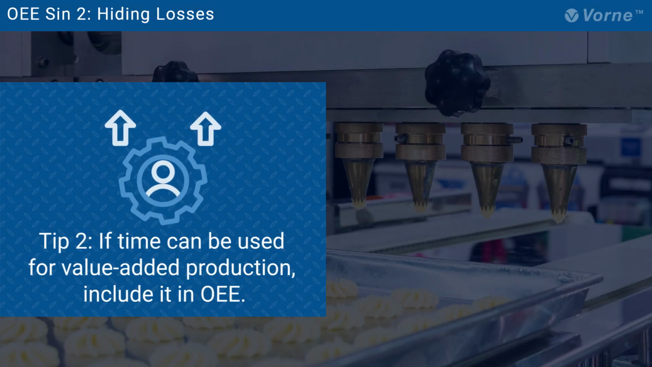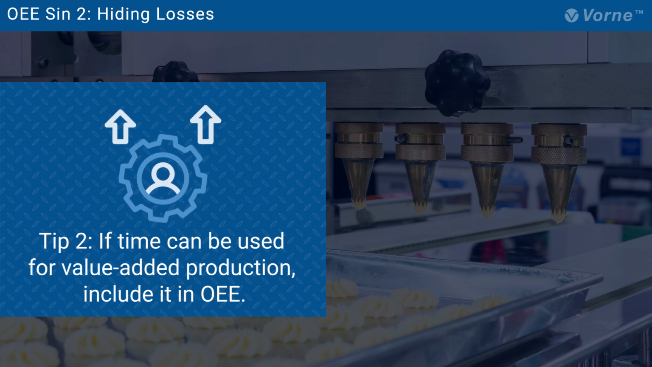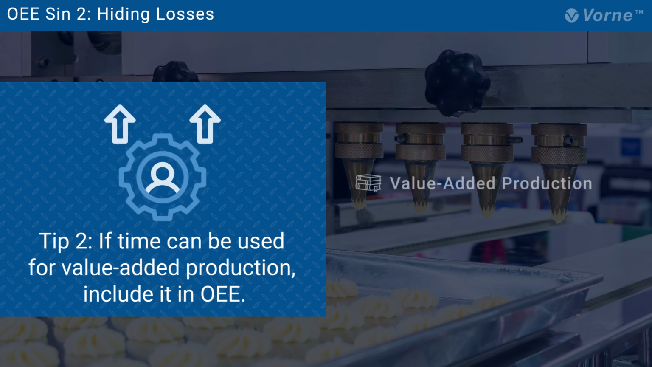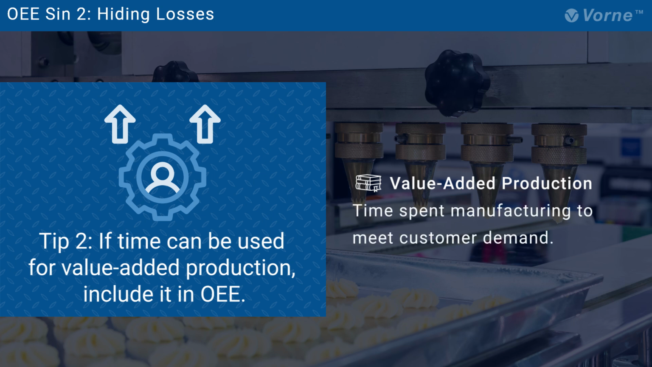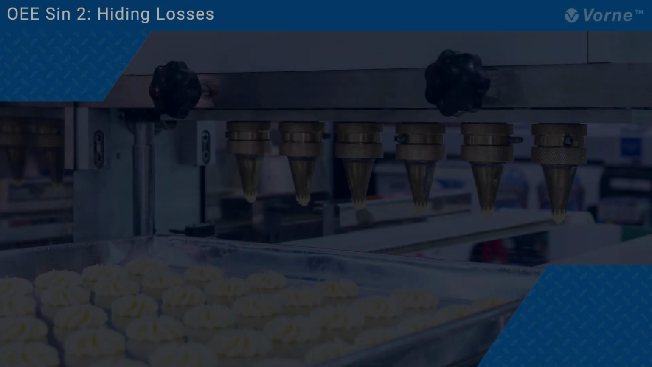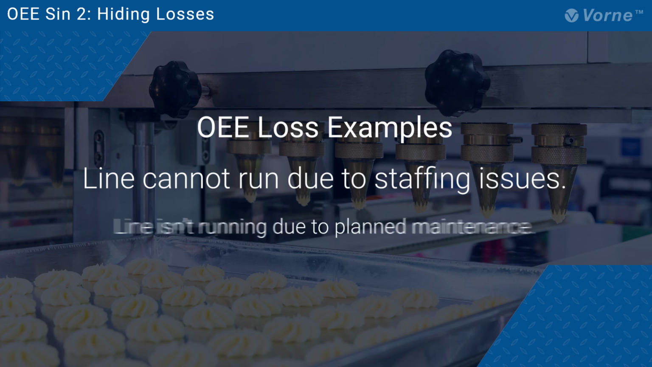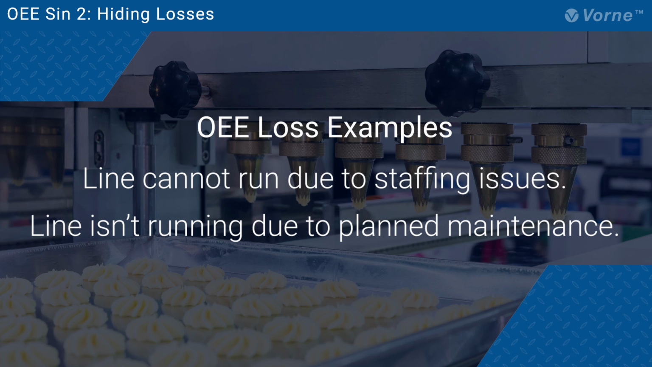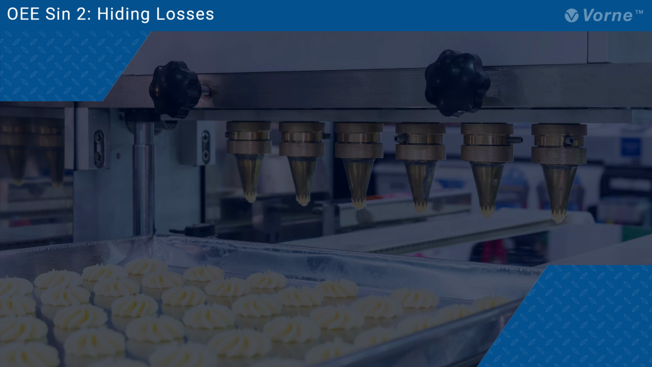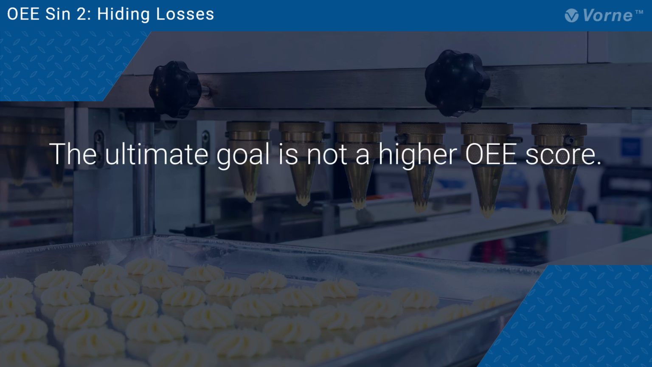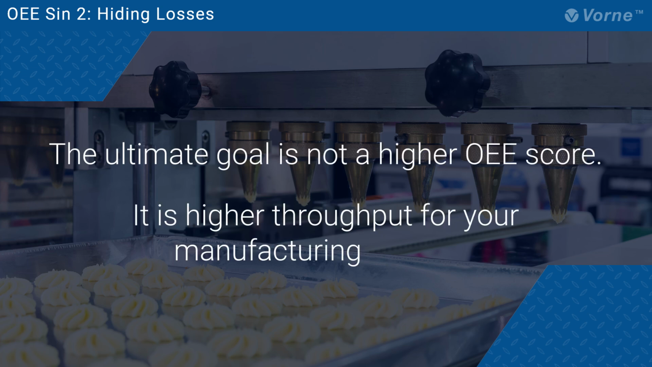Tip number 2. For other types of lost time, rely on this simple rule. Any time that can be used for value-added production, in other words, manufacturing to meet customer demand rather than manufacturing for inventory, should be included in OEE. For example, if a line cannot run due to staffing issues, count it as an OEE loss. Or as another example, if the line isn't running due to planned maintenance, consider counting it as an OEE loss. Remember, the ultimate goal is not a higher OEE score. It's higher throughput for your manufacturing process.